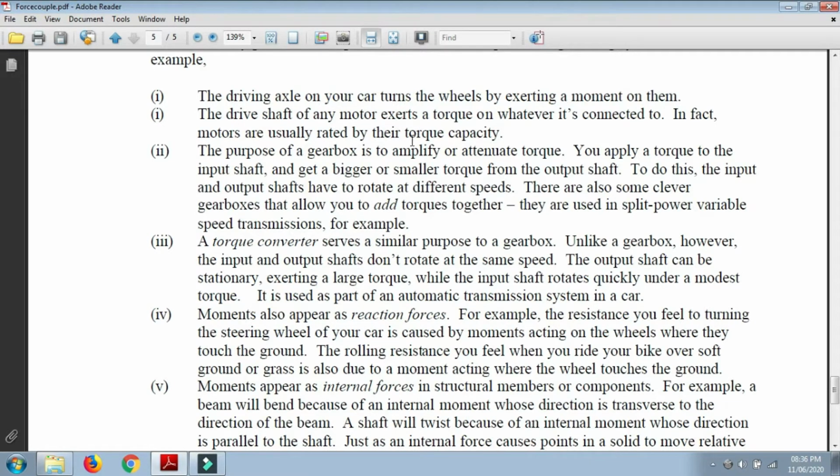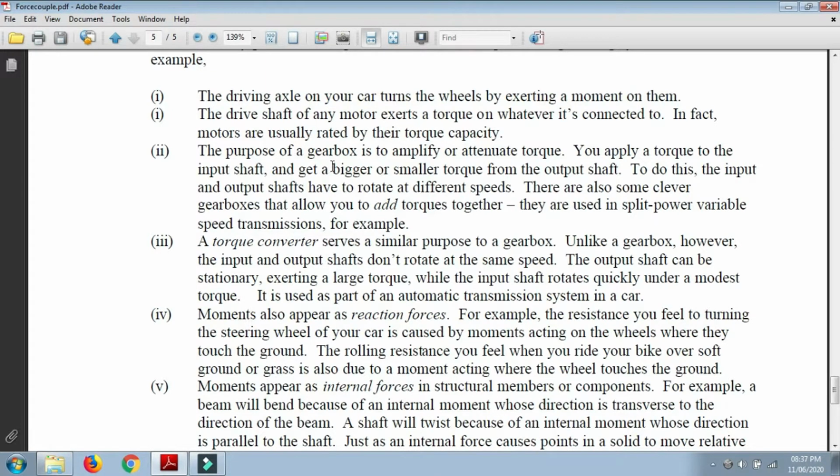So if you go to any place to buy your motors, you will always be telling them the torque capacity of your motor, and then you will buy it in the industry. So this is new knowledge for you: when you buy, you will basically be telling them the torque capacity. The purpose of the gearbox is to amplify or attenuate torque.